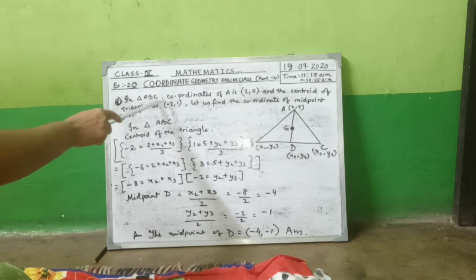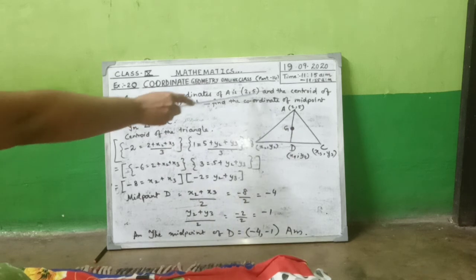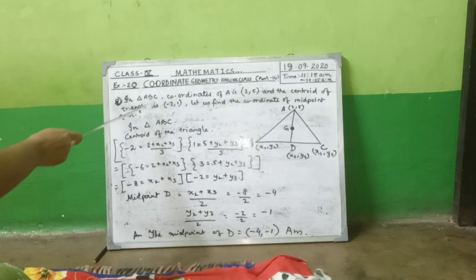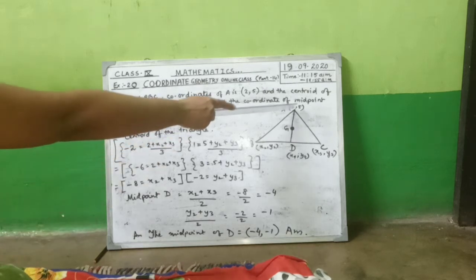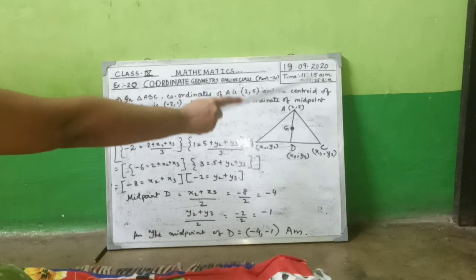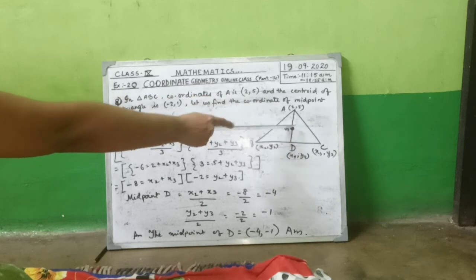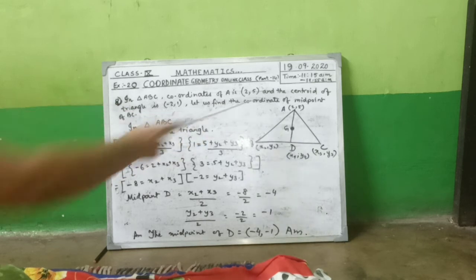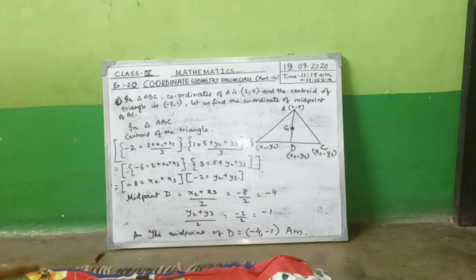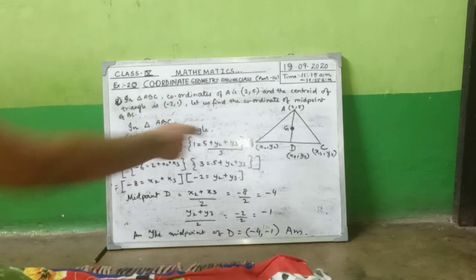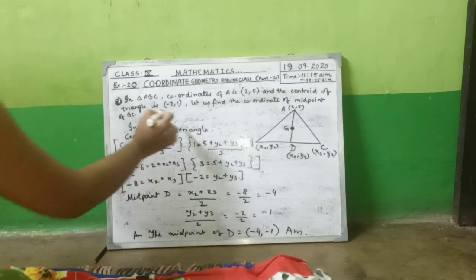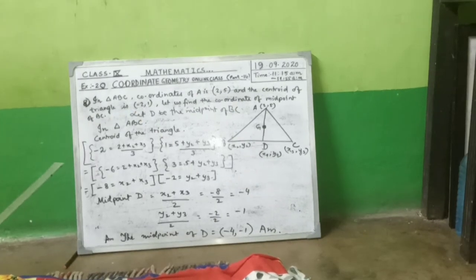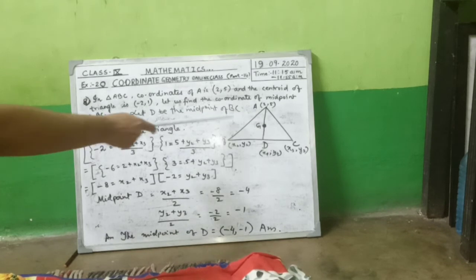In triangle ABC, the coordinates of A are (2, 5) and the centroid of the triangle is (2, 3). What is the centroid? If you draw a triangle, the point where all the three medians meet is called the centroid. Let us find the coordinates of the midpoint of BC. Let D be the midpoint of BC. You write one statement: let D be the midpoint of BC.